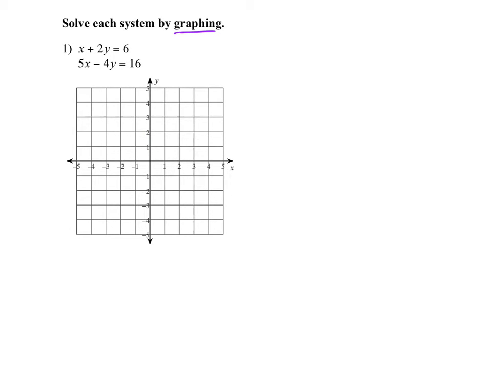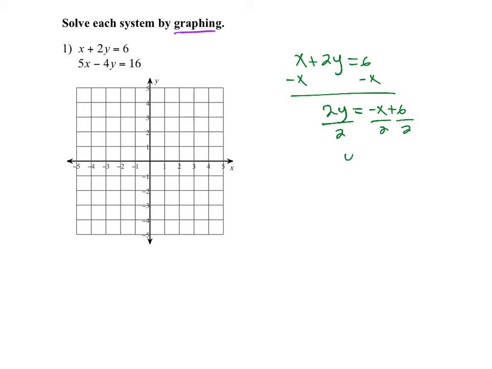I'm going to solve for y in my first equation. So I have x plus 2y equals 6. I'm going to subtract x on both sides. So 2y equals minus x plus 6, and I'm just going to divide by 2. So I have that y equals negative 1/2 x plus 3.